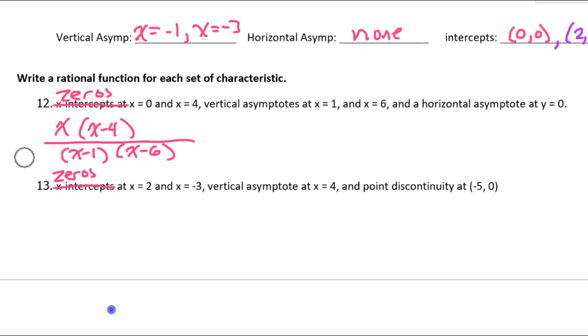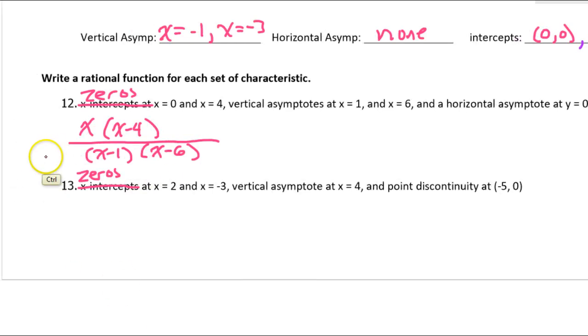So this function that I just wrote, all right, I will call it f of x, it's very original, then that would satisfy the criteria of having an x-intercept at 0 and an x-intercept at 4. And it would have the correct vertical asymptotes. So how about the horizontal asymptote? So I need to look at that to see if I need to modify this.